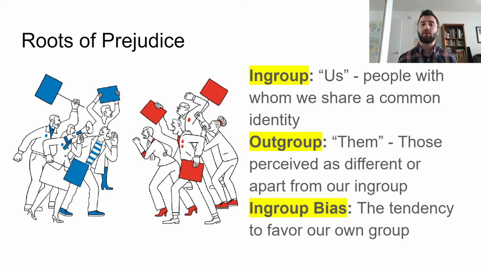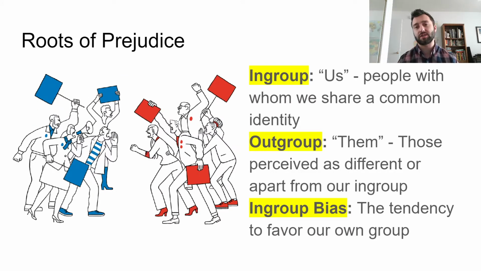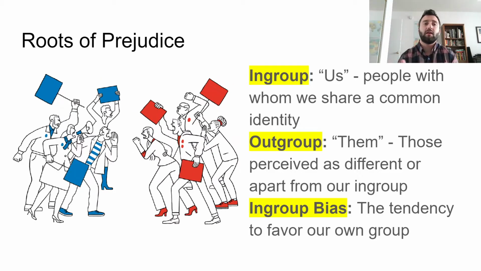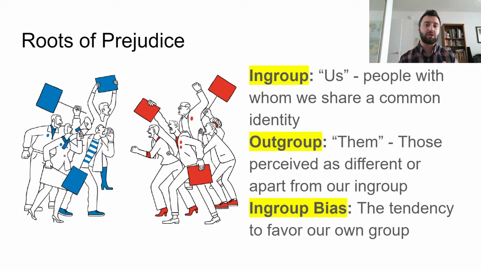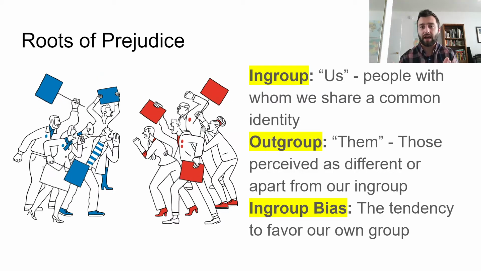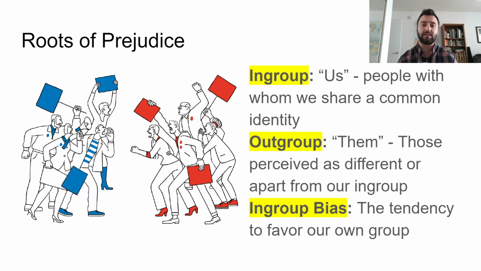Racially or ethnically, you can have different in-groups and out-groups, right? But we see this kind of separation. Now, as you can see on the screen, these are roots of prejudice, these building blocks that we have. And this us-them thing is a natural piece that we have as human beings.